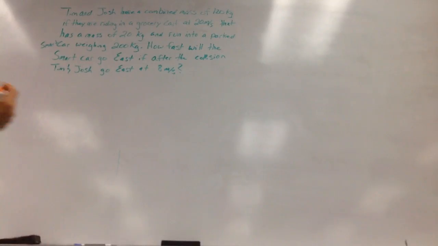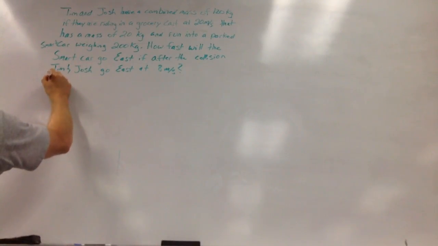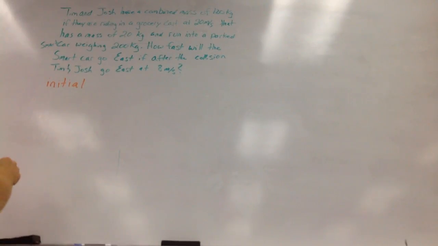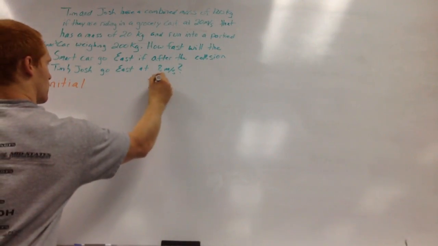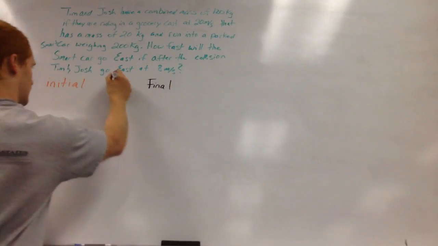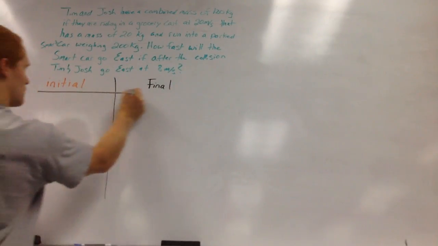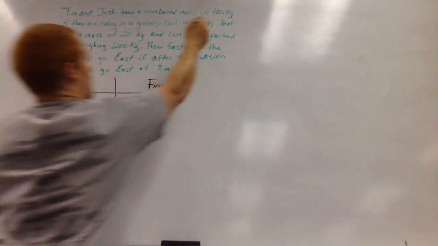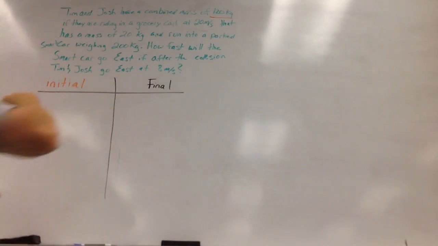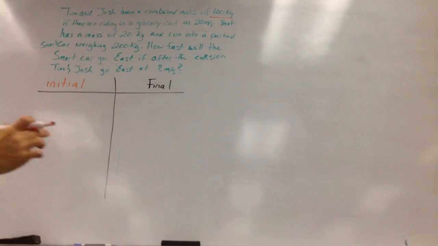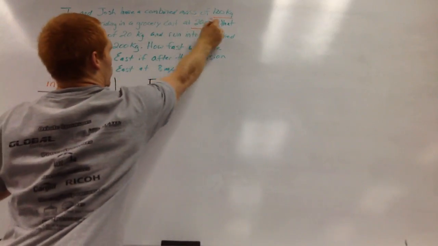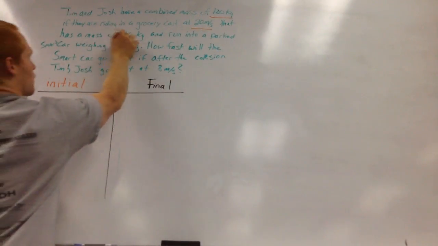So first thing I'm going to do is draw my little chart. I'm going to have initial, and then I'm going to have final. In orange, I'm going to have Tim and Josh. So Tim and Josh have a combined mass of 120 kilos if they're riding in a grocery cart. So they're in this cart. Well, the cart has mass too, right? So the grocery cart at 20 meters per second that has a mass of 20 kilos.